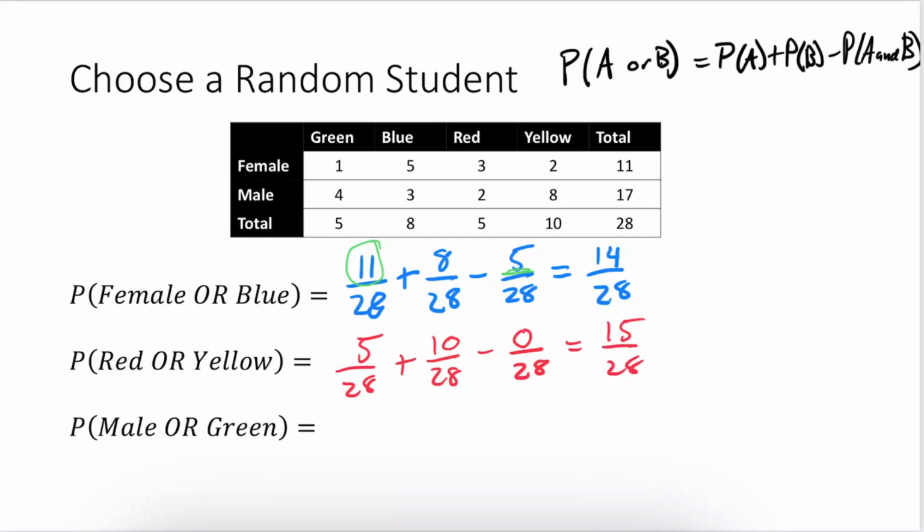And you can see that makes sense because these 3 students, these 2 students, these 2 students, and these 8 students, if you add them all together, that would be 15 out of the 28 total students.